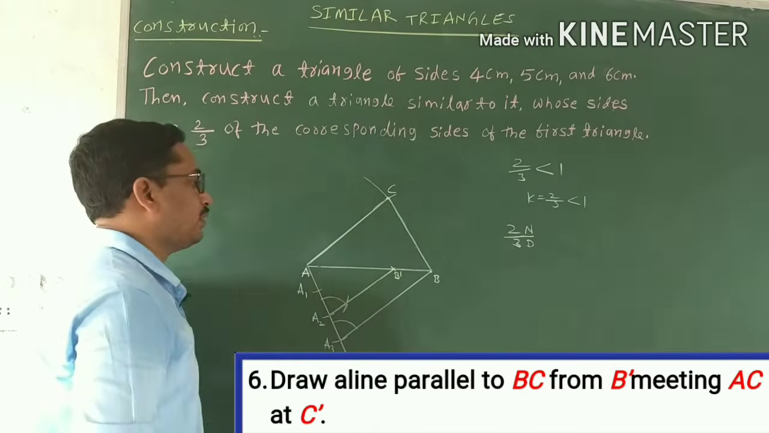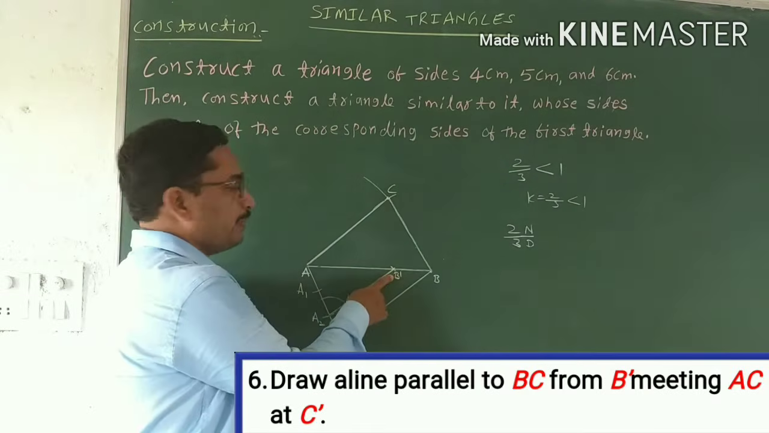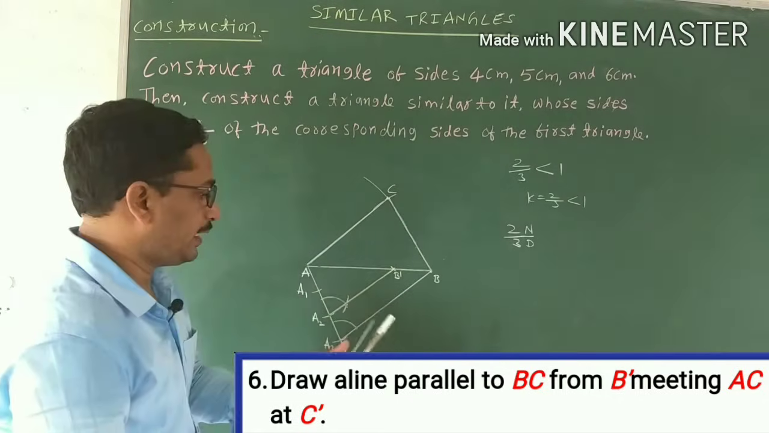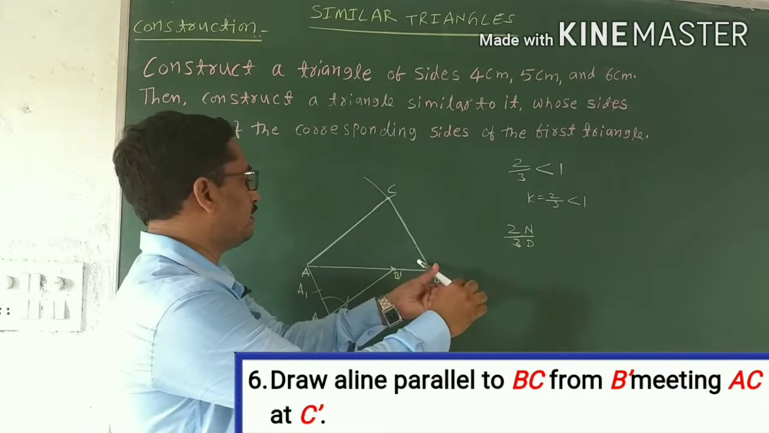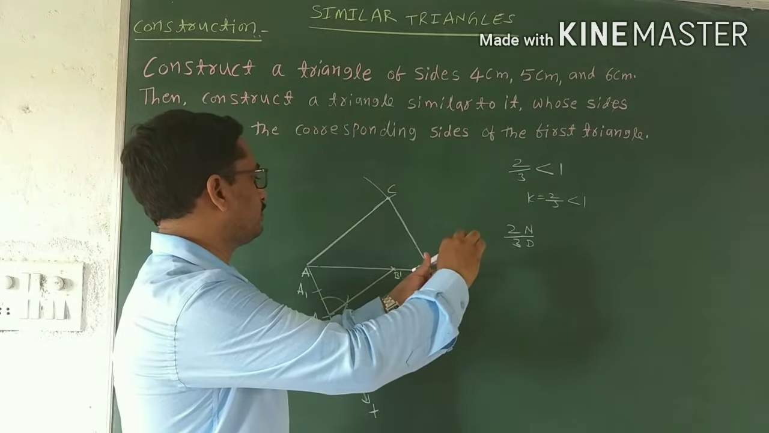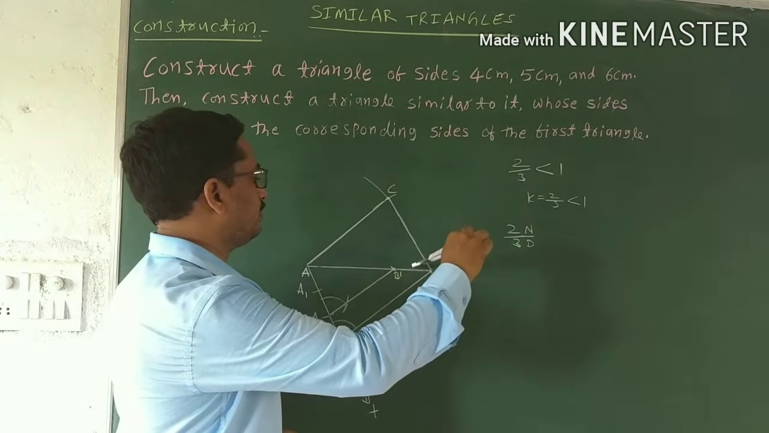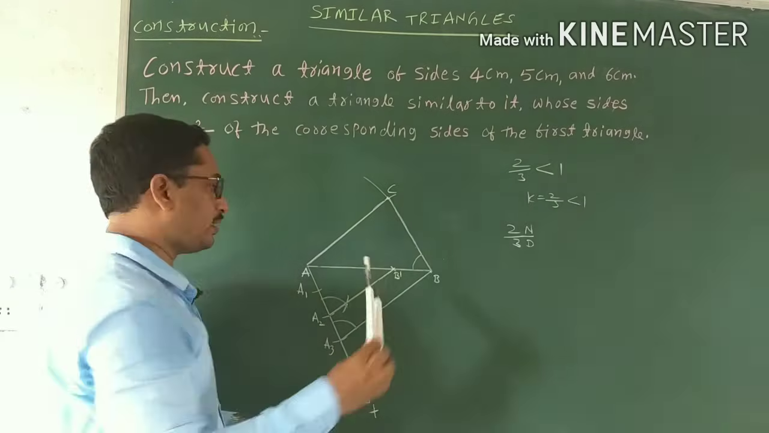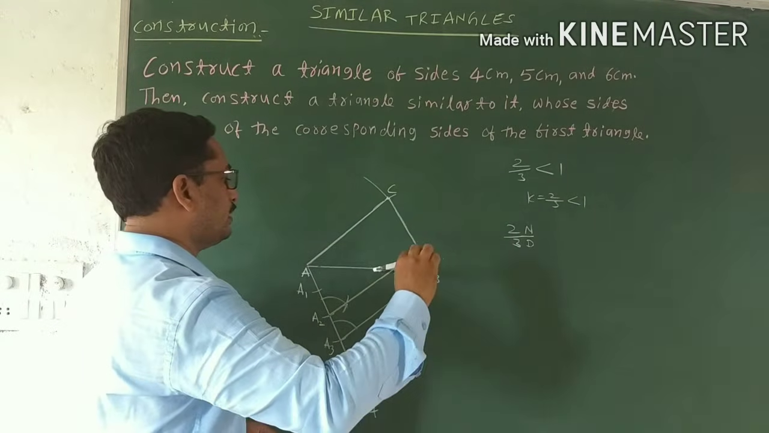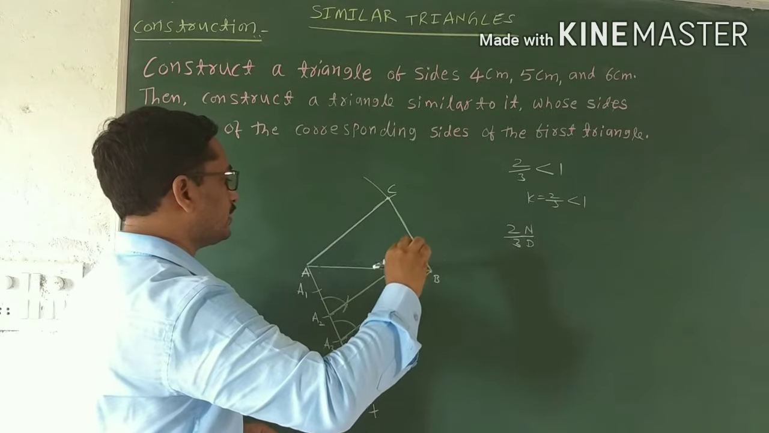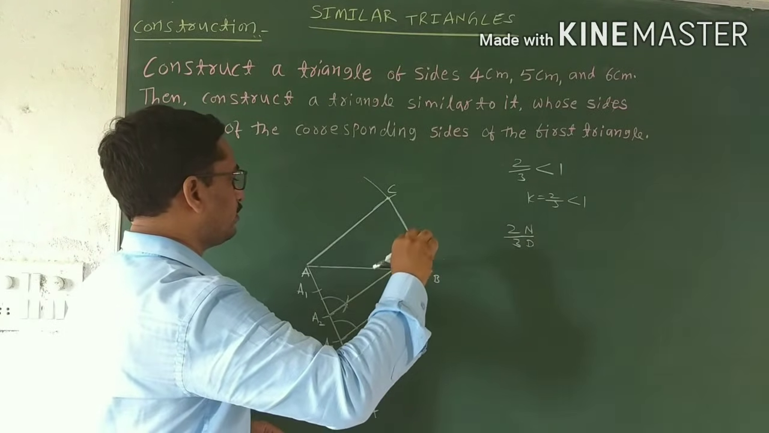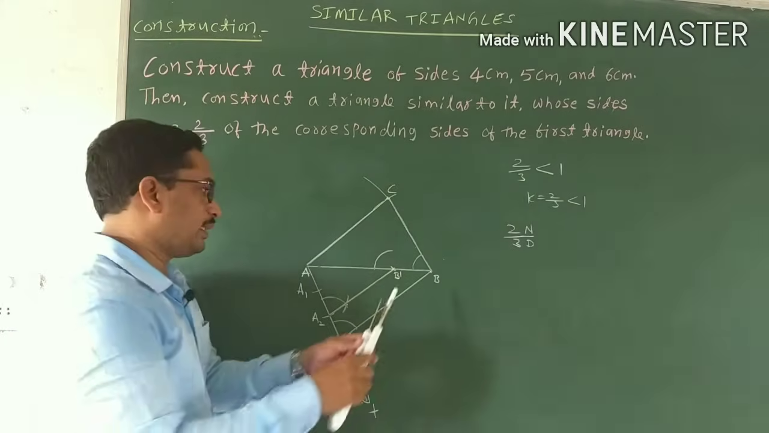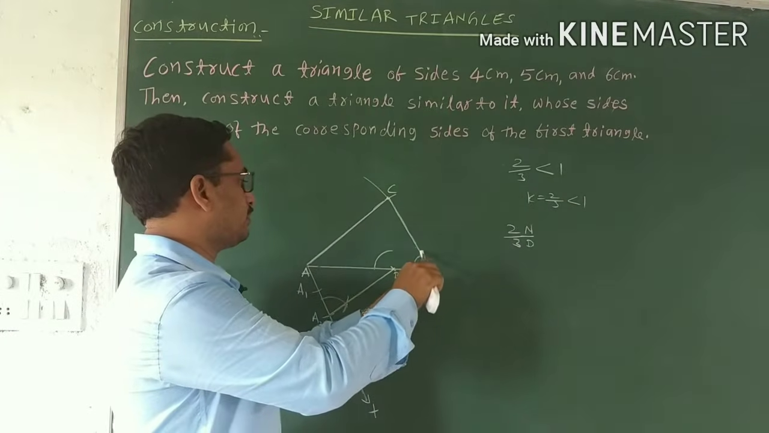Next, again we have to draw a line from B dash which is parallel to BC. In the same way, by taking B as the center, draw an arc. Again with the same length of the arc, with the center B dash, draw one more arc.